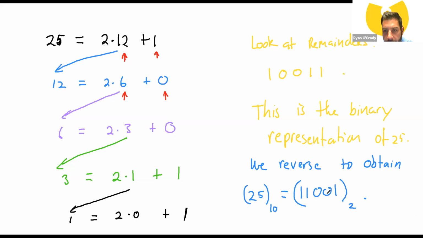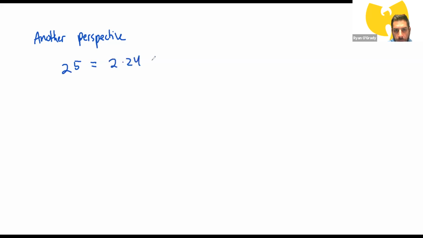Remember, we want to think of these as powers. These are the coefficients if we write 25 as powers of 2. So let's write this from another perspective. Let's say 25 is 2 times 24 plus 1, right? Now instead of writing 24, let's write 24 as 2 times 12, and then it would be plus 0.